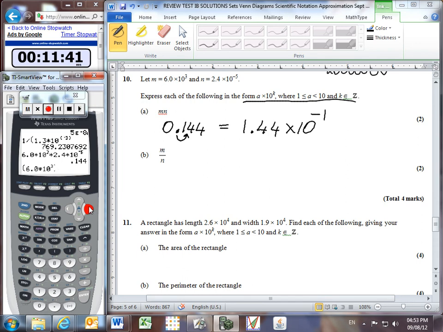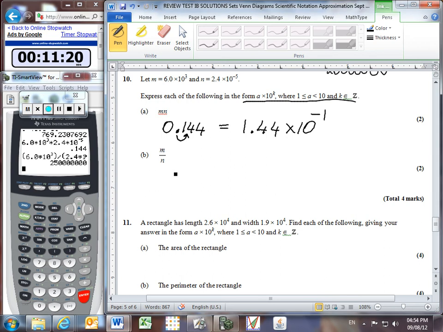Alright, now I can move on to the denominator, which has got a 2.4 times 10 to the power of negative 5. Close the parentheses. Alright, ready to divide. Wow, that's a big number. 2, 5, and then I count 7 zeros.